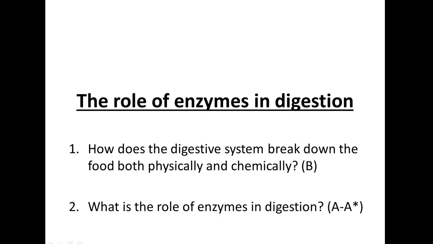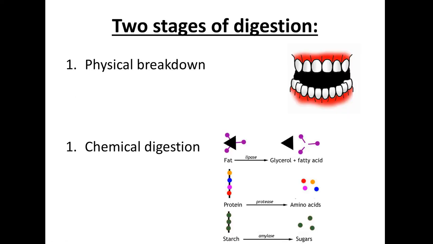So just looking at the role of enzymes in digestion briefly, and I'll go into more detail about this later. There's two stages. The first stage is physical breakdown, which is your teeth breaking down large bits of food into smaller bits. And then you've got your chemical digestion, which involves enzymes. Looking back at GCSE, the three that you need to know about: lipids are broken down into fatty acids and glycerol by the enzyme lipase. Proteins are broken down into amino acids by the enzyme protease. Starch is broken down into glucose by the enzyme amylase.